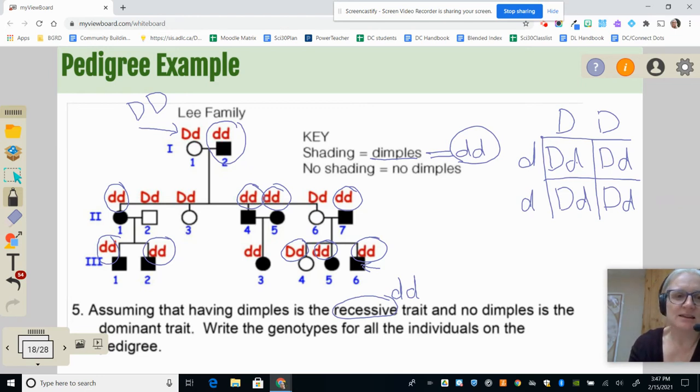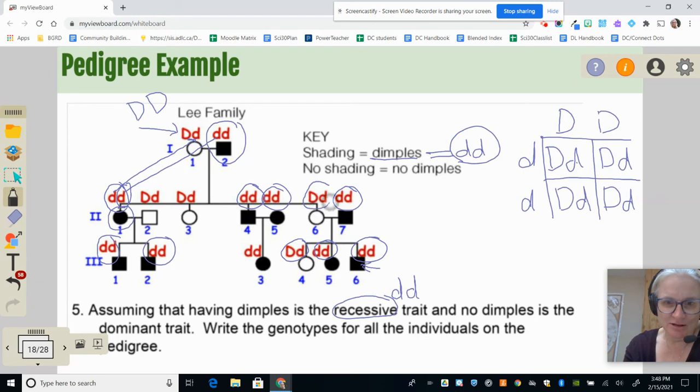But they would all look as though they had no dimples. And is that the case? Well, no. If you look at the first daughter, she's got dimples. She's got 2 little d's as her genotype. She's going to get one of those from dad, and the other one has to come from mom. So mom is a carrier, but mom doesn't have dimples, so she can't be 2 little d's. So she has to have a big D and a little d. I hope that makes sense. She's got to be a carrier.